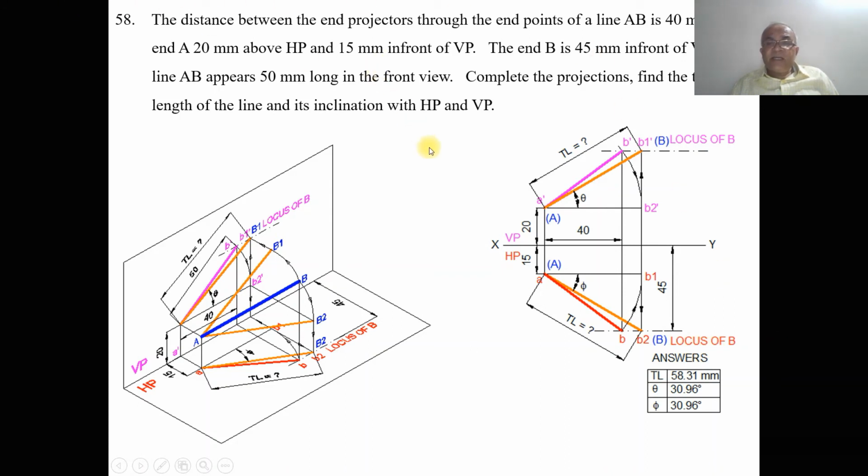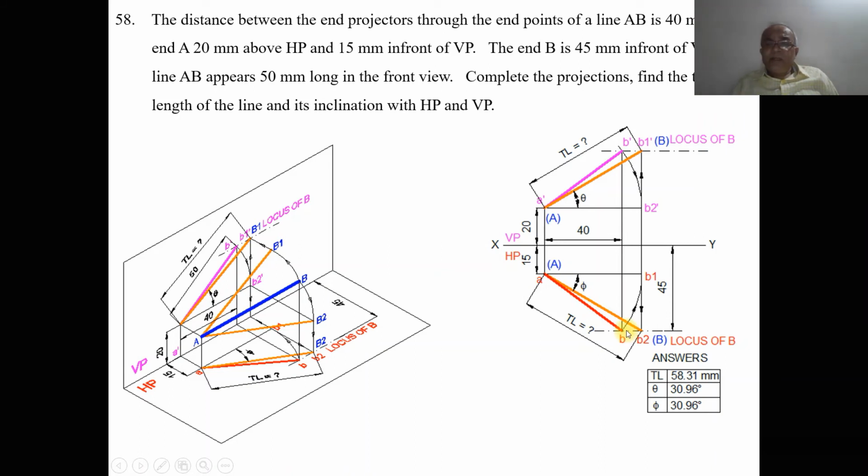Then, as we see, the distance between the end projectors is 40 mm. So we have one projector here. From this projector, you take 40 mm and draw one more vertical projector such that it cuts the locus of B in the top view. Once you get this, you mark this point as small b and join A and B with a dark line.